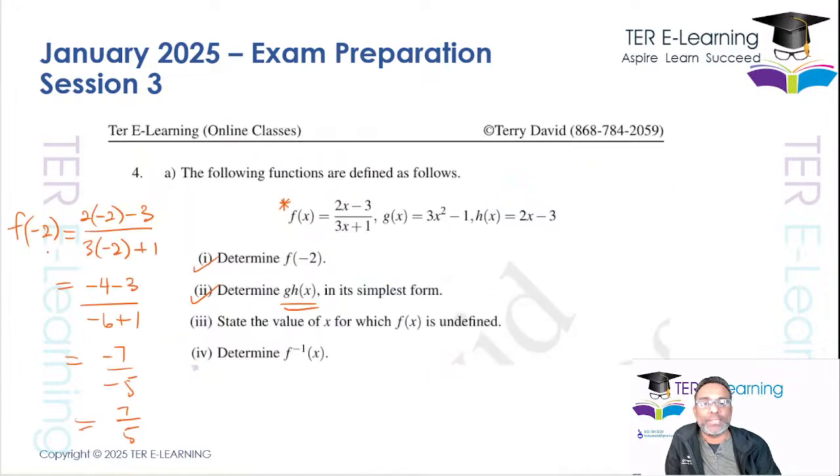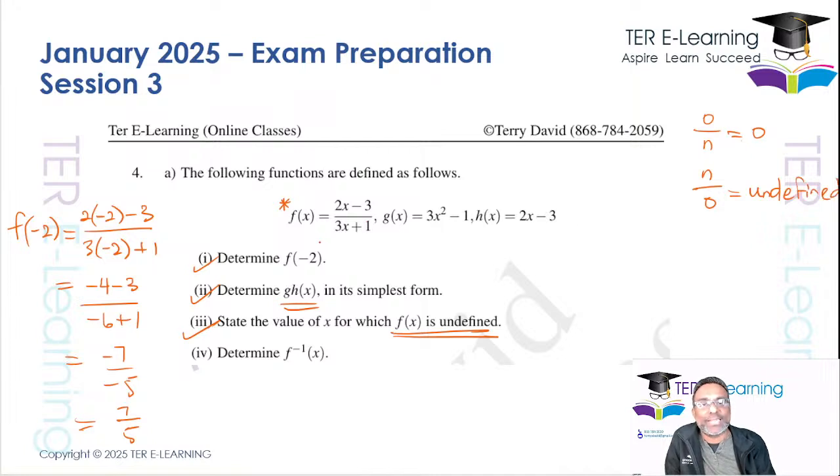Now the next part, they said state the value of x for which a function is undefined. What you all need to remember for a question like this: 0 divided by any number is going to give me 0. If you take a calculator and divide 0 by anything, you're going to get 0. However, if we take any number and divide it by 0, you're going to get an error on your calculator, or what we refer to as undefined.